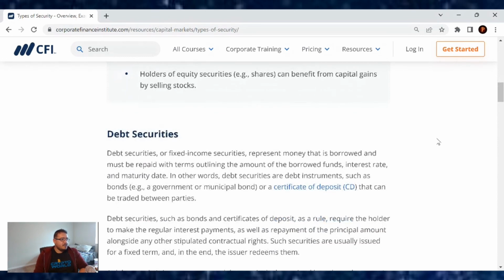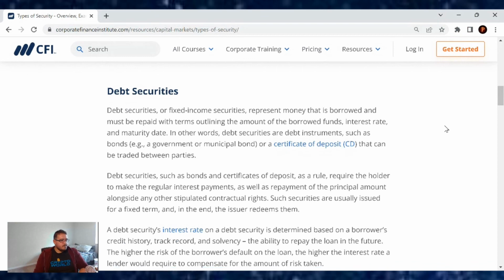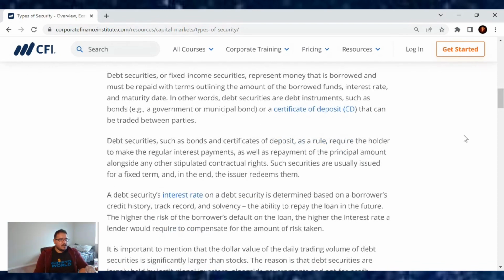Now, debt securities or fixed income securities represent money that is borrowed and must be repaid, with terms outlining the amount of borrowed funds, interest rates, and maturity date. In other words, debt securities are debt instruments, such as bonds, like government or municipal bonds, or a certificate of deposit that can be traded between parties. Debt securities, such as bonds and certificates of deposit, as a rule require the holder to make regular interest payments as well as repayments of the principal amount alongside any other stipulated contractual rights, and they are usually issued for a fixed term, and in the end, the issuer redeems them.